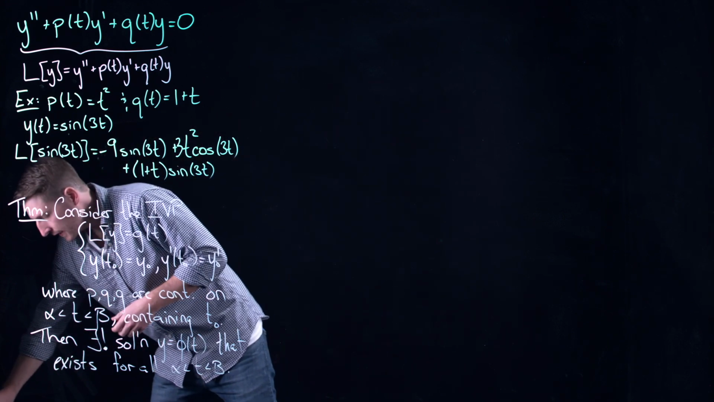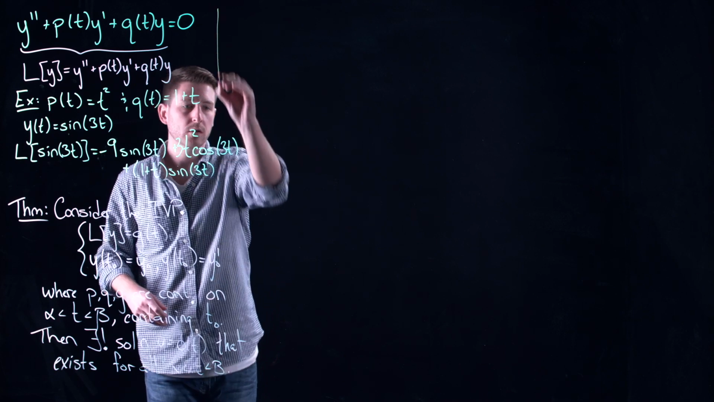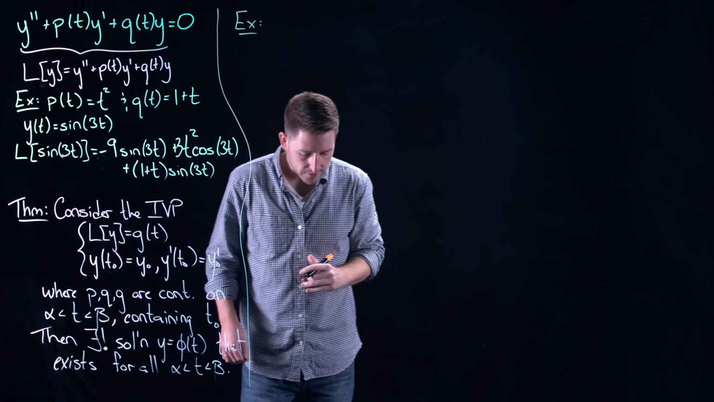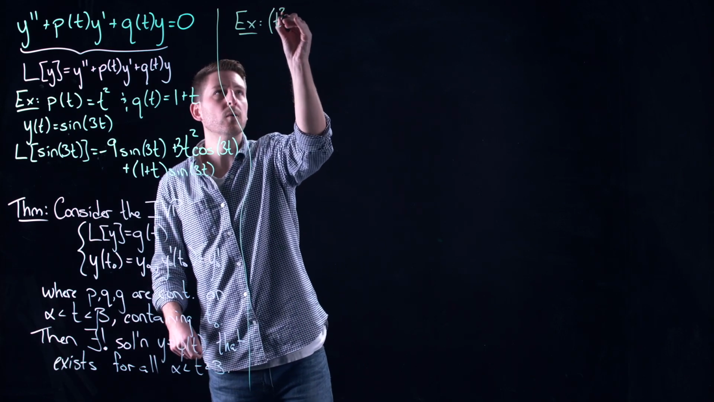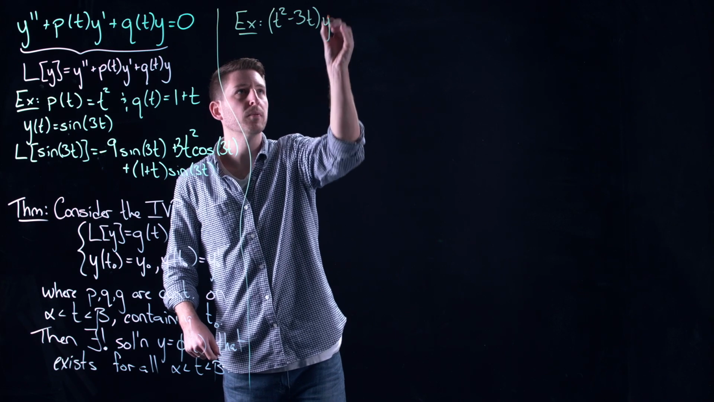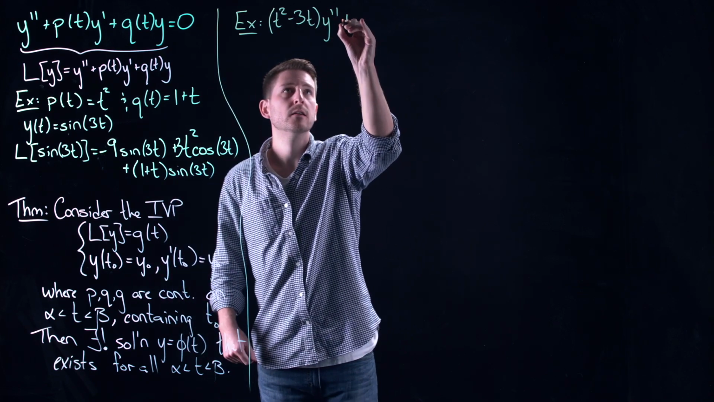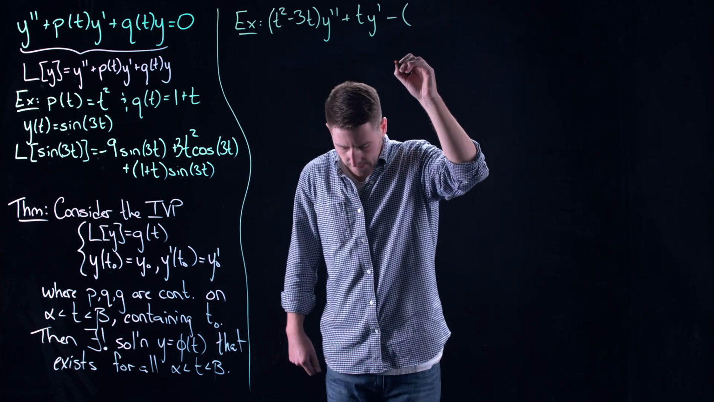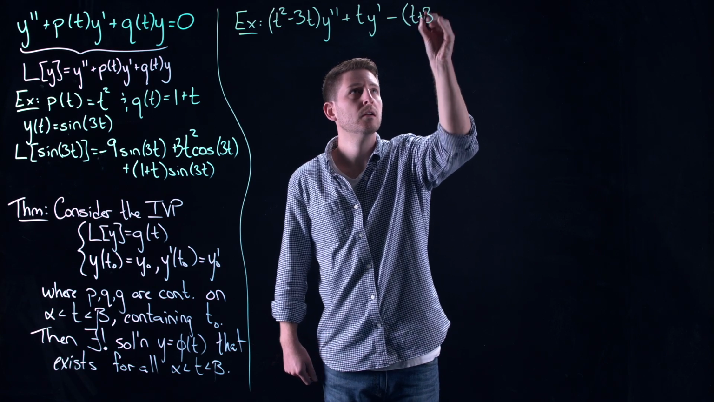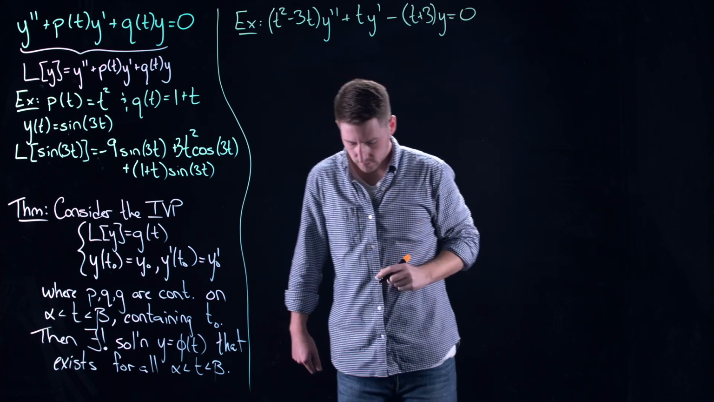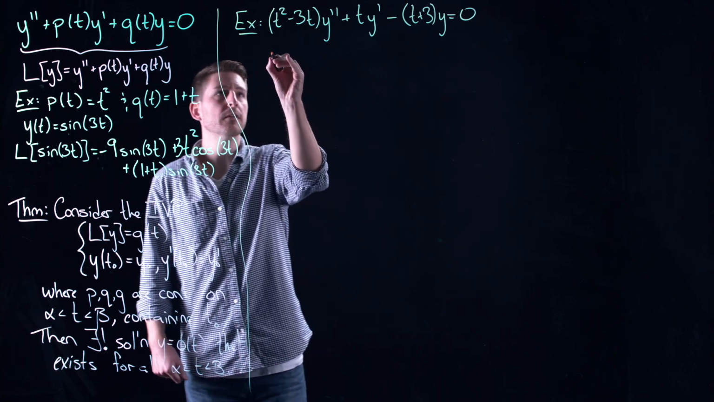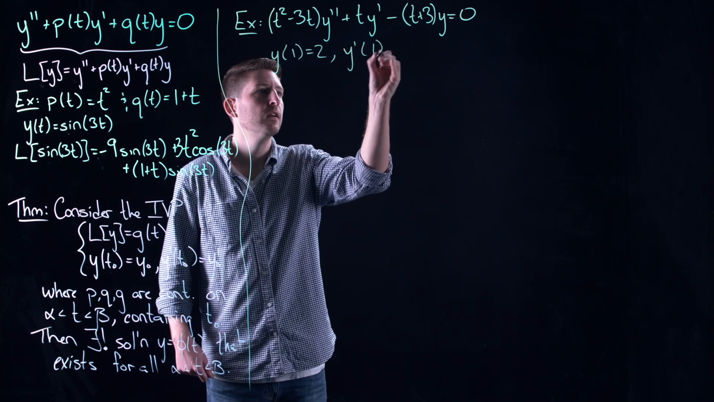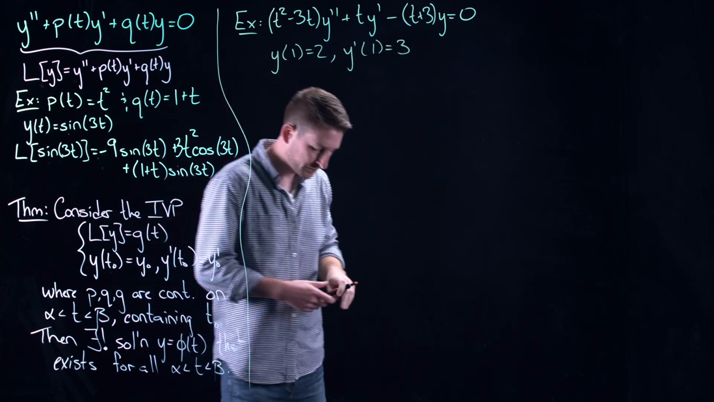So let's actually take a crack at an example here. So let's say, well, imagine I give you t squared minus 3t y double prime plus t times y prime minus, and let's say t plus 3 y is equal to 0. And let's assume that we are also given y of 1 is equal to 2 and y prime of 1 is equal to, let's say, 3.